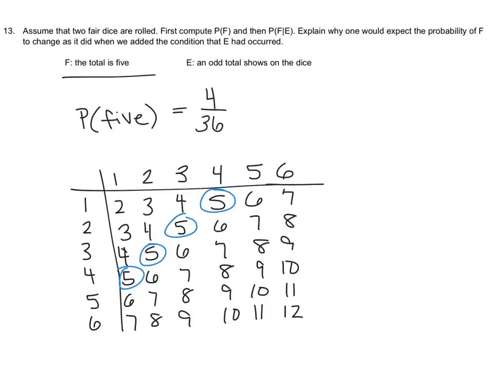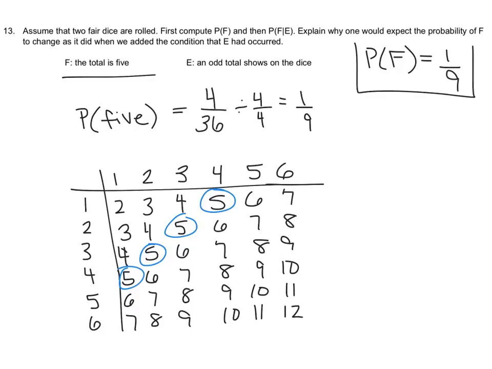Now I want to list this fraction in simplest form. So 4 and 36 are both divisible by 4. So when we divide the top and bottom by 4, I get 1 over 9. So my probability of F is 1/9. That's my first answer to this problem.